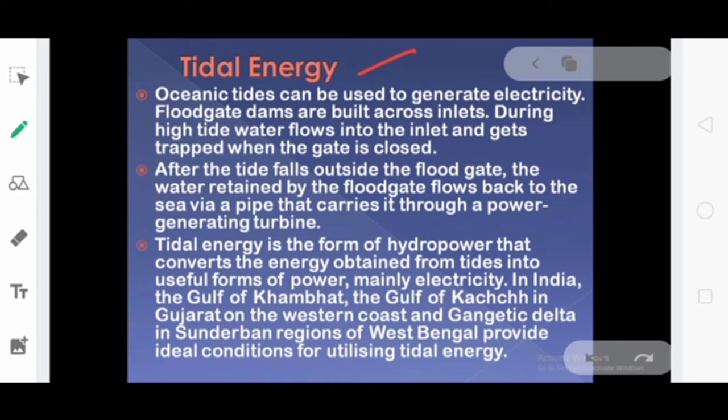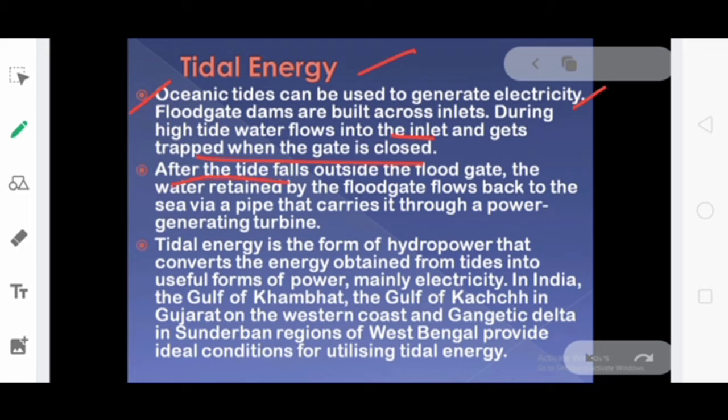Next is tidal energy. Oceanic tides can be used to generate electricity. Floodgate dams are built across inlets. During high tide, water flows into the inlet and gets trapped when the gate is closed. So this mechanism is like this. When there is a high tide, the floodgates are open and the water gushes into the inlets. And then soon the gates are closed.